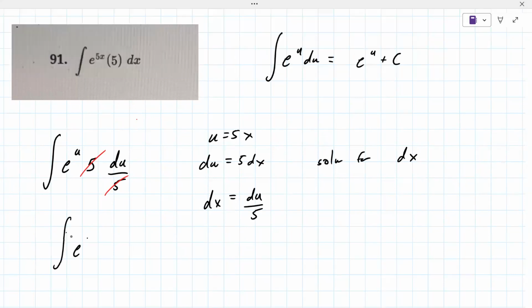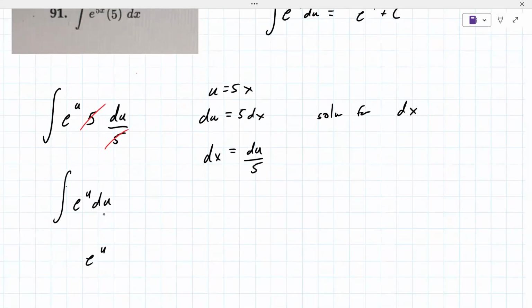Now this one's nice because it does become that e to the u du, whose antiderivative is itself. And then you put the u back in. So this becomes 1/5 e to the 5x plus c. Yep, that makes sense. Good. And if you're ever stuck on a test, you can always take the derivative. You could take the derivative of what I have listed here.